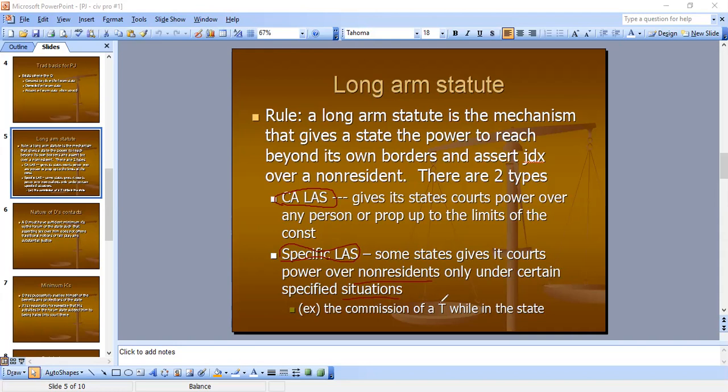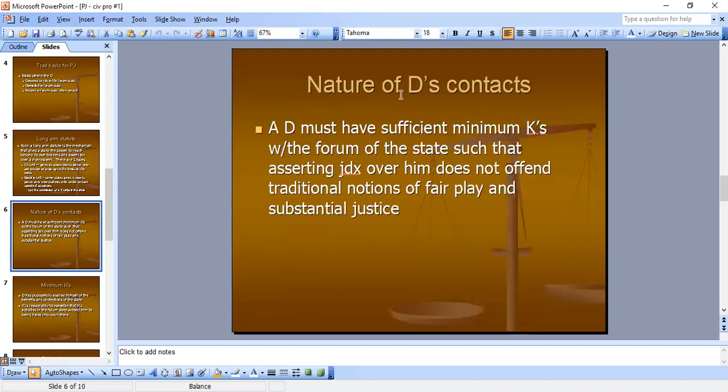So if they're going to commit a tort while in the state, where a specific Longarm Statute applies, the exercise of jurisdiction must satisfy the statute and also meet the constitutional requirements of the minimum contacts standard, okay? And so T is for tort here. The nature of defendant's contacts.